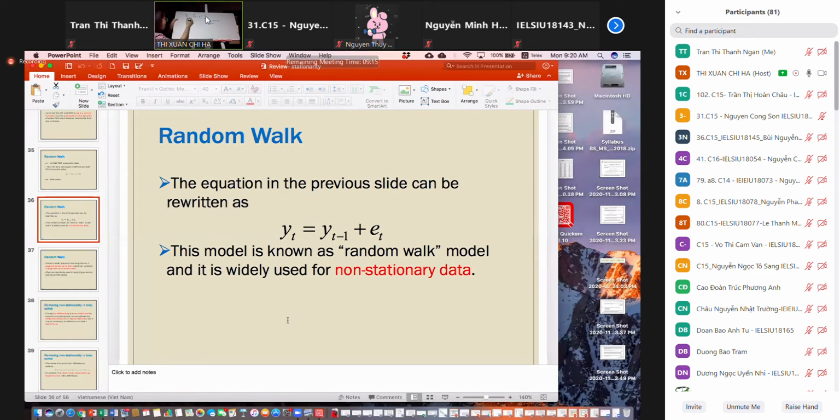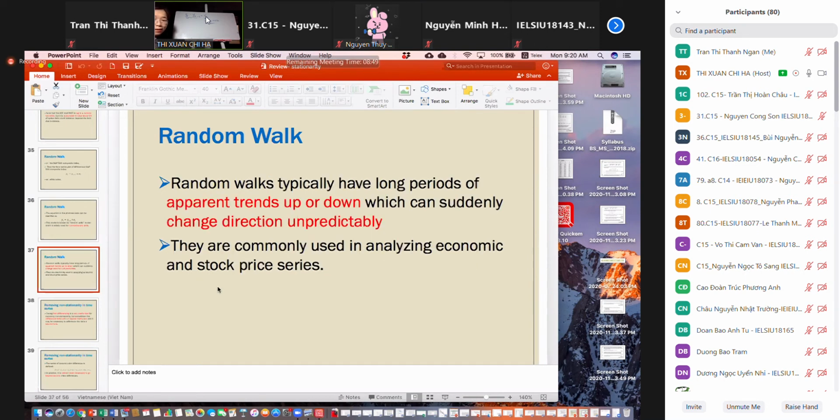You see, that is the difference between t and t minus 1. That is like a step. This one will be the random. The y now is random. So that's why we call that the random walk. Random walk is used for non-stationary data. So of course it's random walk here.